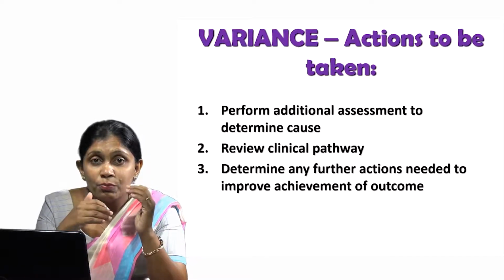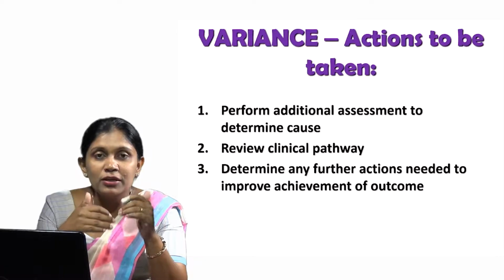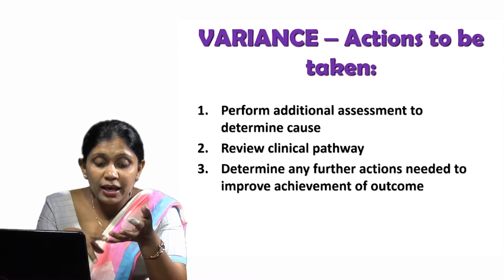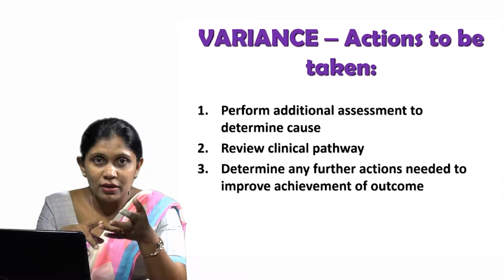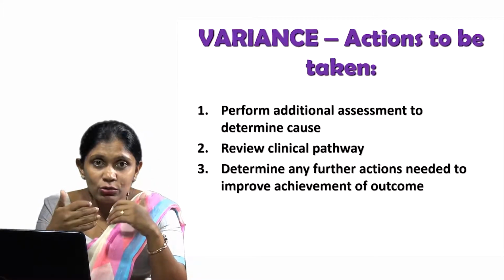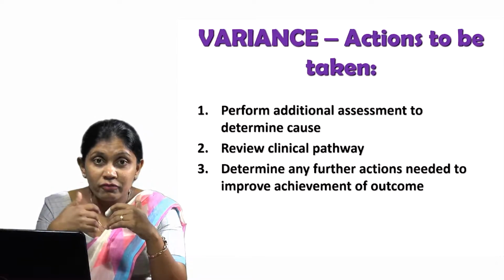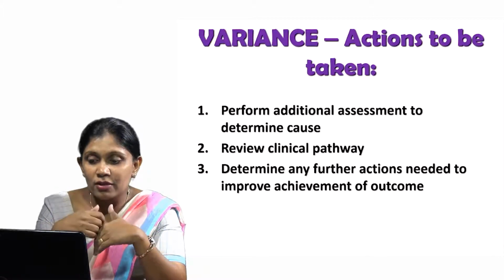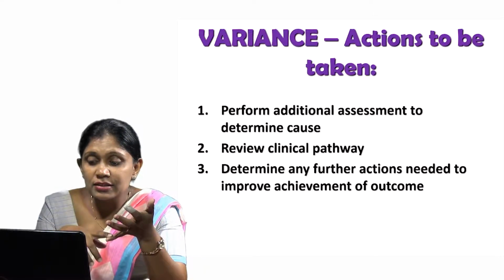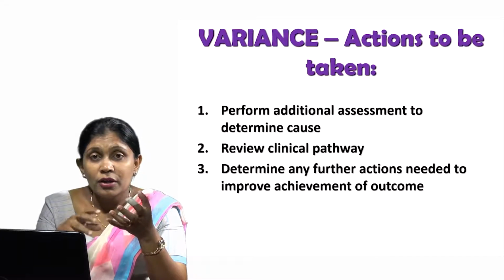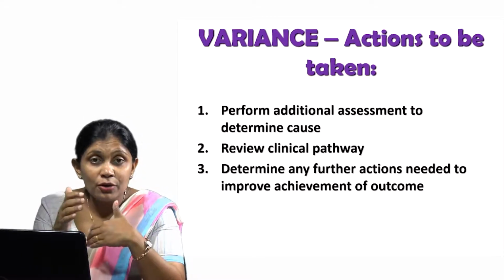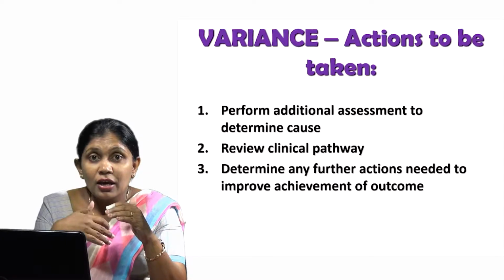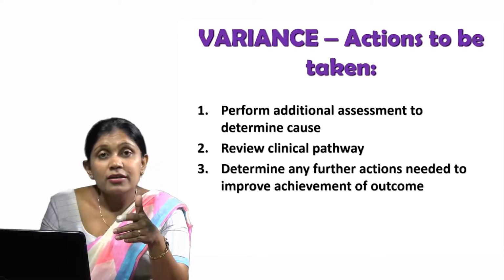First, we have to perform an additional assessment to determine the cause for the variance, why it has happened. Next, we have to review the clinical pathway, because there are certain steps which we need to achieve during the care pathway while giving care. If any area is not achieved, we have to look throughout the care pathway. Then, determine any further actions needed to improve achievement of the outcome. We have to see whether there is anything else we can do to go ahead with the same care pathway. Those things we have to see if the outcomes are not achieved.